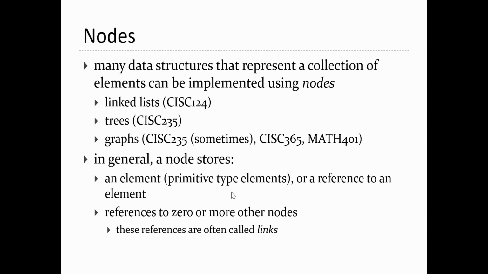All right, so what are these things called nodes? Conceptually, they're very simple, but implementing a data structure with them takes a little bit of time to get used to. A node simply stores an element if it's a primitive type. So if I want to make a stack of int, then my node would have an int value in it. If you want to make a stack where the elements are reference types, then you're going to have a reference to an element.